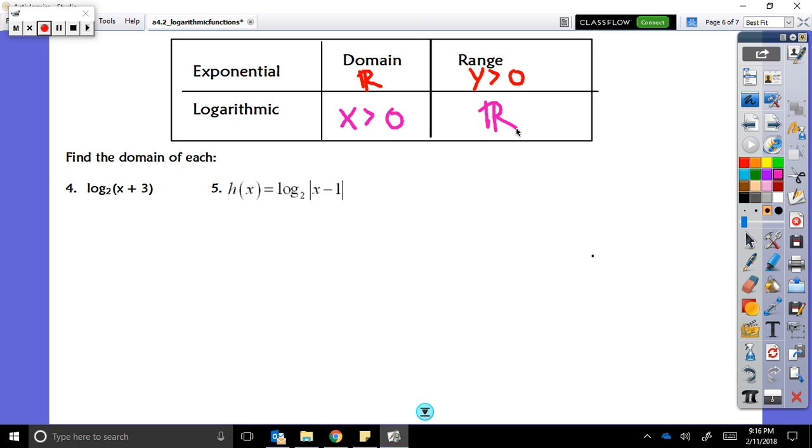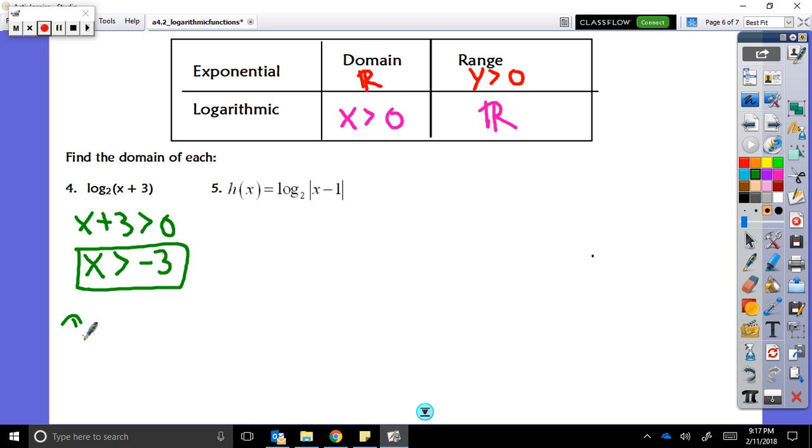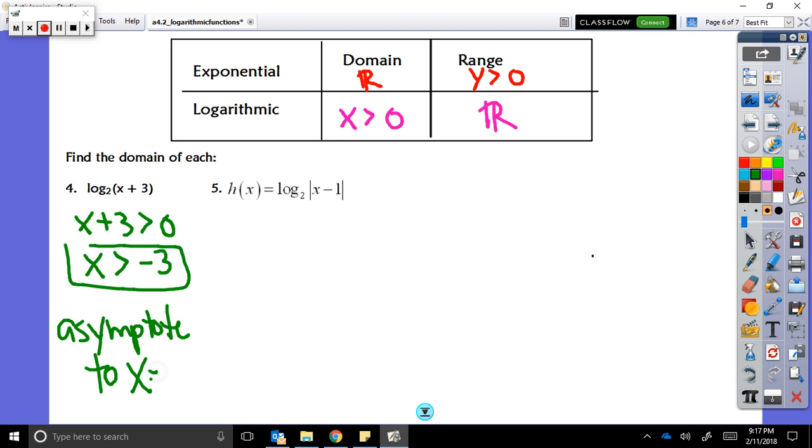Okay, so let's look at the domains of this. If we look at our first one, we have to say that x plus 3 has to be bigger than 0. So what does x have to be bigger than? Negative 3. There's my domain. Okay, so that means my asymptote, let's think about graphing this for just a second. My asymptote has now moved from being at 0 to x equals negative 3.